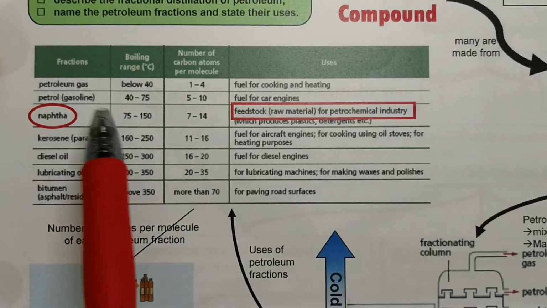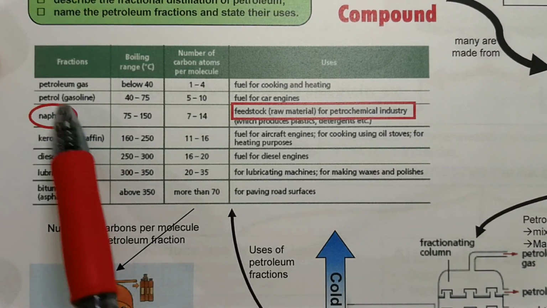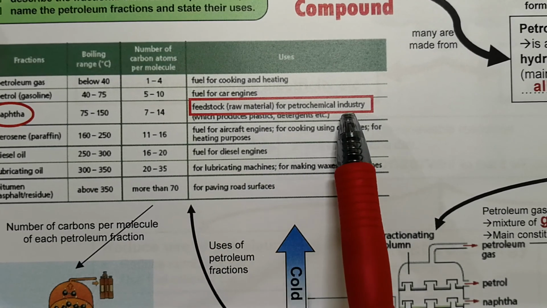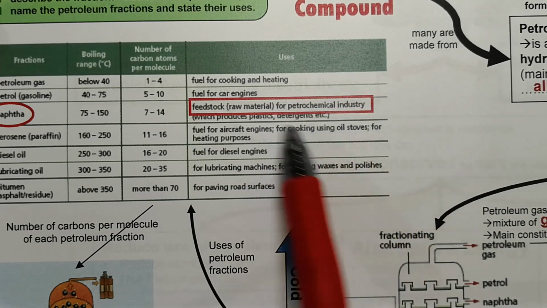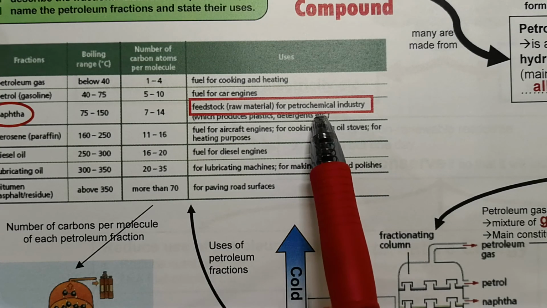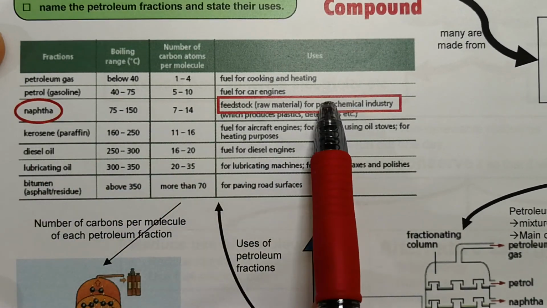So I circled this naphtha. Okay, be careful of the spelling. Naphtha is basically used as feedstock or raw material for the petrochemical industry. The petrochemical industry is basically the industry that makes plastic, detergent, etc. This is very important, naphtha.